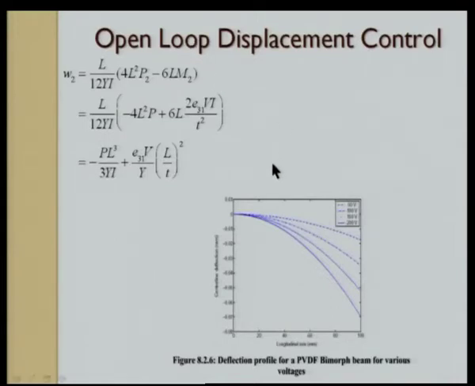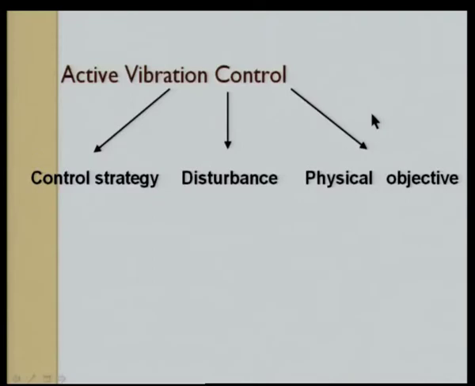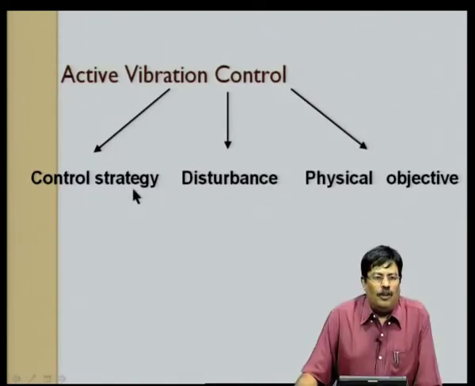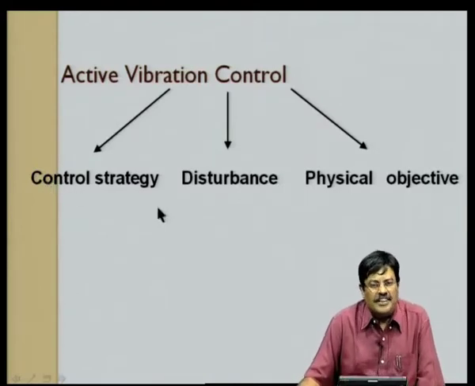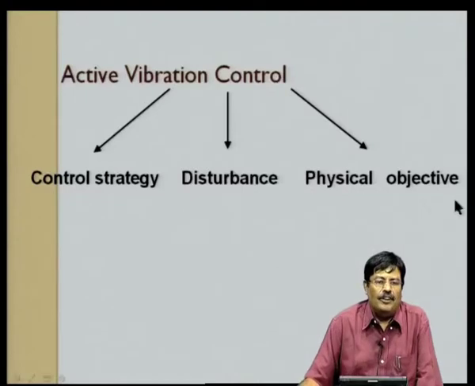This is avoided by the closed loop control, which we described in the control lecture. The closed loop control, along with the error signal, can help to reduce the vibration levels to the desired levels. So, let us see how we can design the closed loop control system. Now, the active control strategy: there are different control strategies, different kinds of disturbances, and different physical objectives of the control.